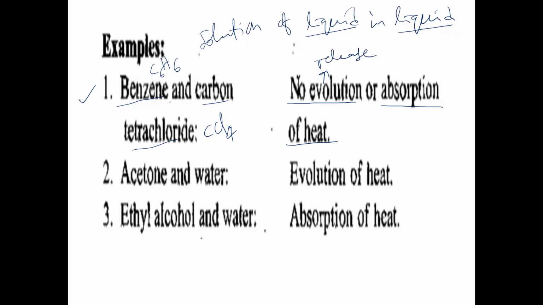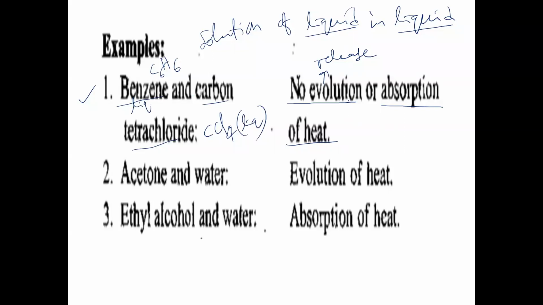Whenever we mix benzene liquid with carbon tetrachloride liquid, it is one type of liquid where the solution is formed by dissolving one liquid in another liquid, but there is no evolution of heat and also no absorption of heat. Here benzene is liquid and carbon tetrachloride is also liquid. One liquid is dissolved in the other and no heat energy is released.